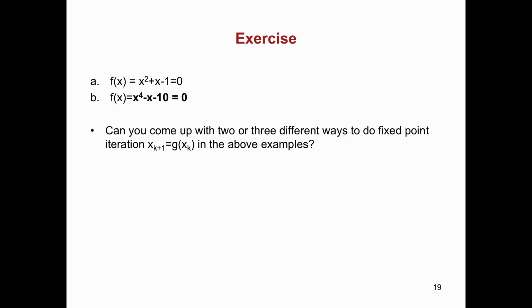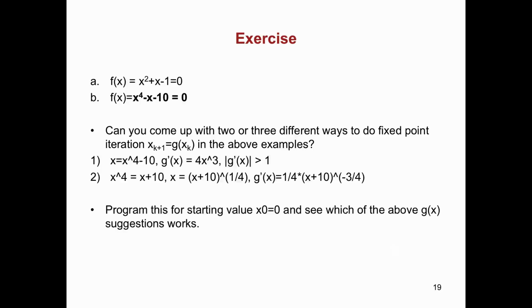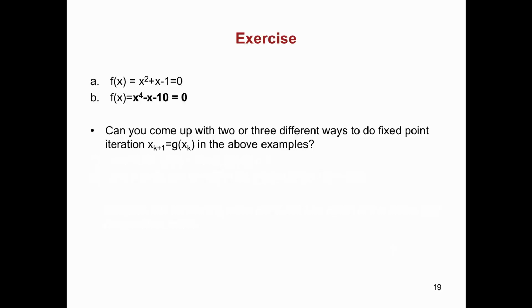What's the first? Can somebody offer a first version you came up with? Yes. So x equals to x to the 4 minus 10 is the easiest one. Another one, what would be another one? And I can tell you immediately that one is not going to converge because it's easy. So let's try it harder. What's another version?